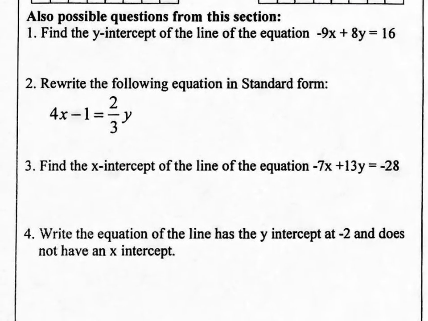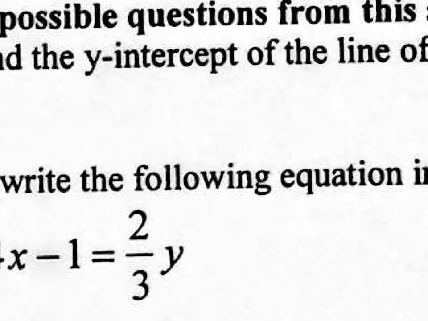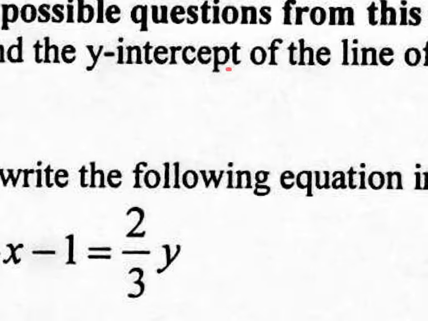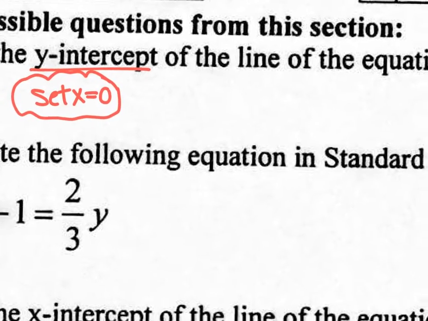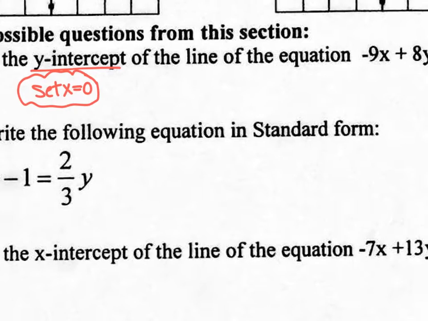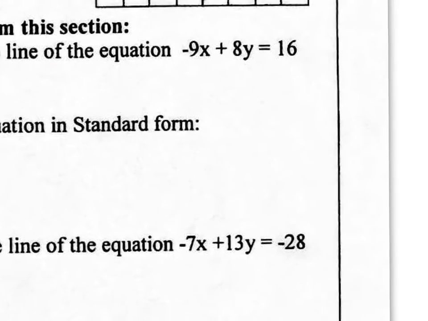So number 1, I could ask you to find the Y-intercept of this equation, just the Y-intercept, not the X and the Y. When we see that we need to find just the Y-intercept, what do we need to do? We need to set X equal to 0. So in our equation, we're going to set X equal to 0, and we're going to solve it.